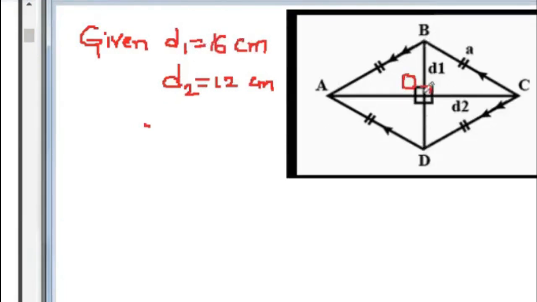BD is 16. Obviously BO will be half of 16, which is 8 centimeters. D2, diagonal AC, is 12, and OC will become half of 12, which is 6. Based on Pythagorean triplet, 6, 8, and the hypotenuse will become 10 centimeters, which is the side of a rhombus. Correct option for this question is 10 centimeters.